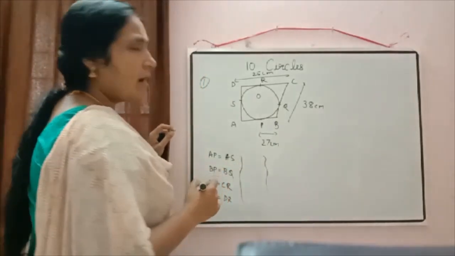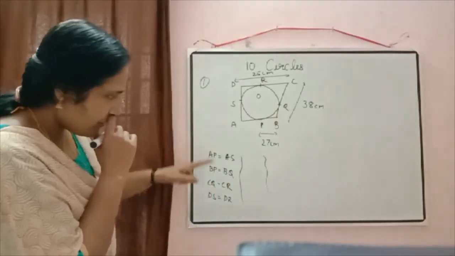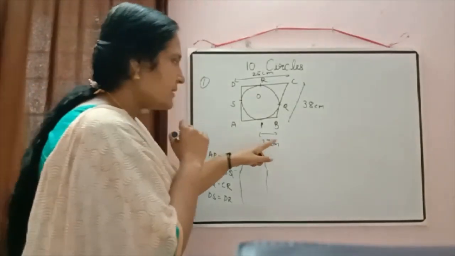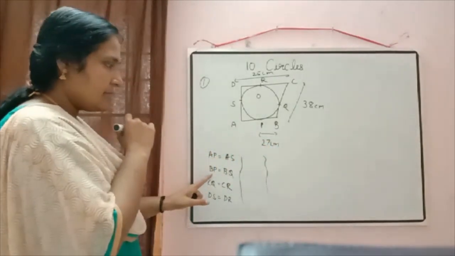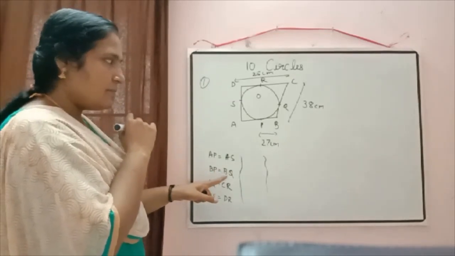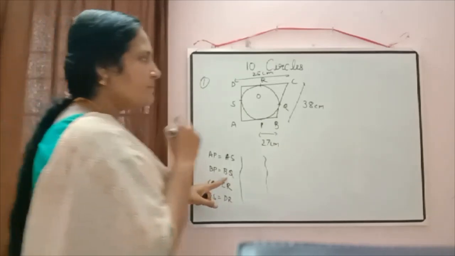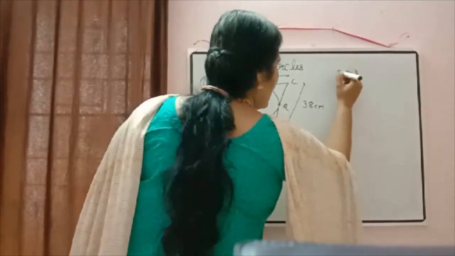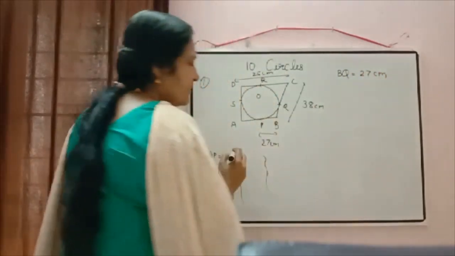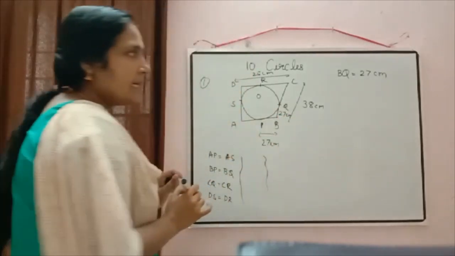Okay, now we will check how we can use the property. Is any line segment given out of these? Yes, BP is equal to 27 centimeter is given. And BP is equal to BQ, so BQ also will be equal to 27 centimeter only. You can write this and mark it in the diagram also: BQ is equal to 27 centimeter.